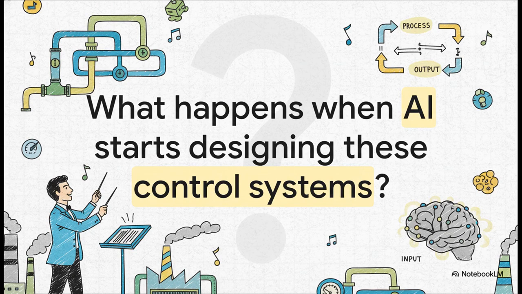But, you know, it leaves us with a fascinating, kind of wild question for the future. What happens when we hand the conductor's baton over to an AI? One that's capable of calculating every single interaction and optimizing the entire orchestra in real time. What new kinds of symphonies will it compose?